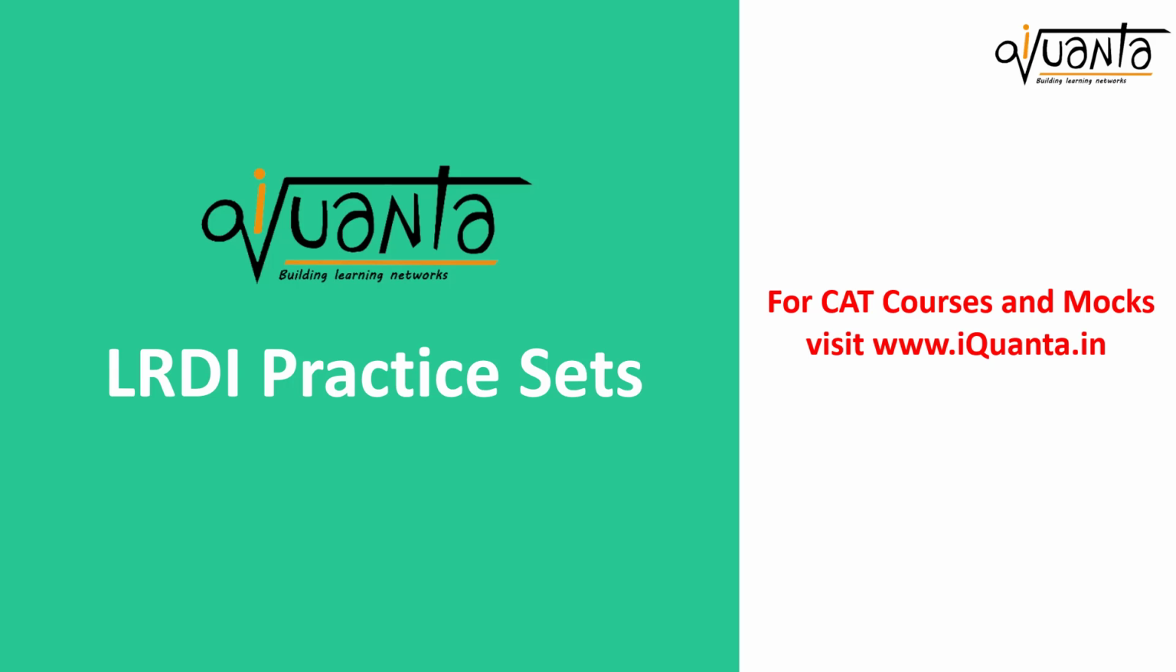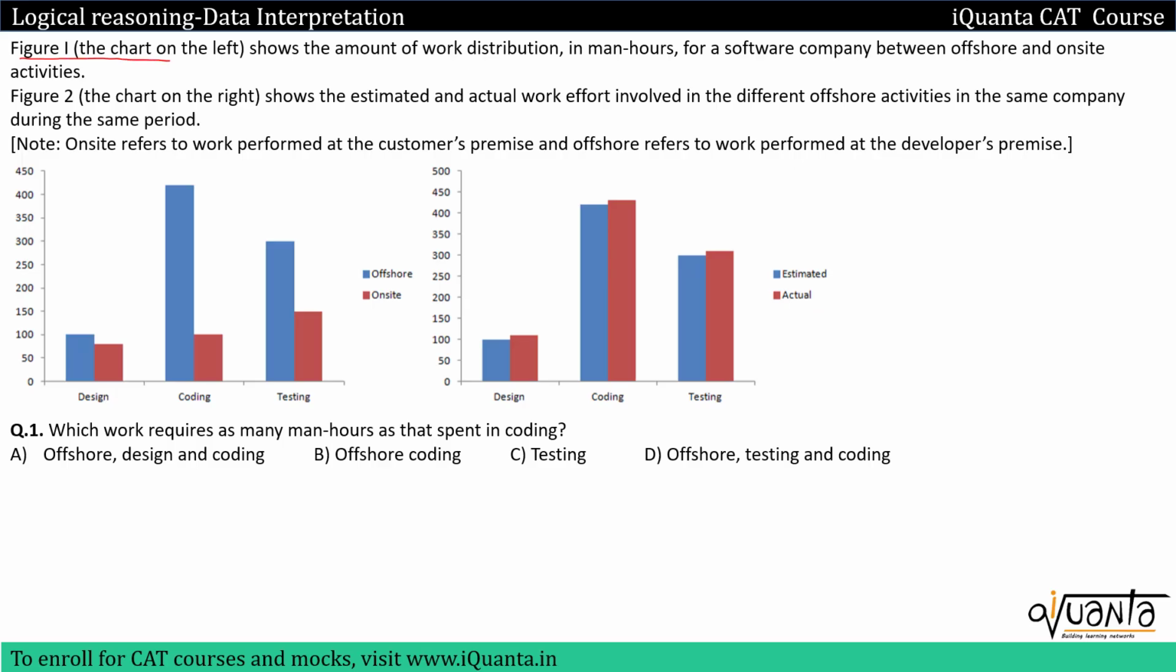Hello everyone, in this video we are going to solve a PASCAT DI set and we'll only be reading the data from the graph. So the question is: figure 1, the chart on the left, shows the amount of work distribution in man hours for a software company between offshore and on-site activities. So the first chart is showing us man hours, okay, so I'll write man hours over here, work distribution.